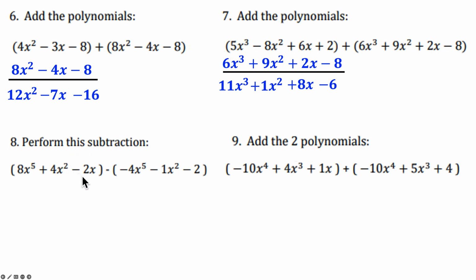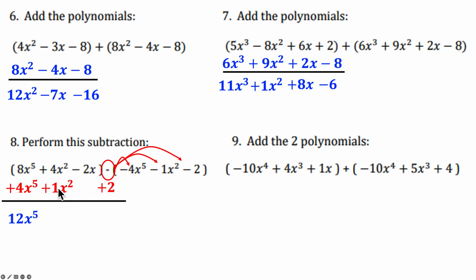Number 8, hold the phone. We got a minus sign again. Change all the signs. That negative 4x to the 5th now becomes plus 4x to the 5th. The minus 1x squared now becomes plus 1x squared. The minus 2 now becomes a plus 2. I have no other constant to line it up, so I'm going to move it off to the right. We'll combine like terms. We'll have 12x to the 5th plus 5x squared. Bring down the minus 2x. Drop down the plus 2.